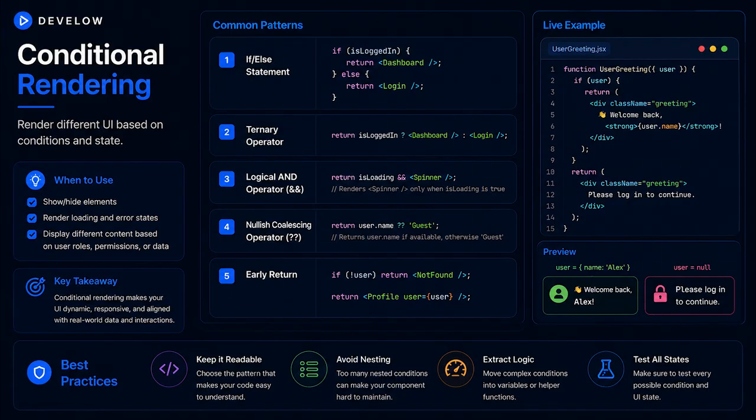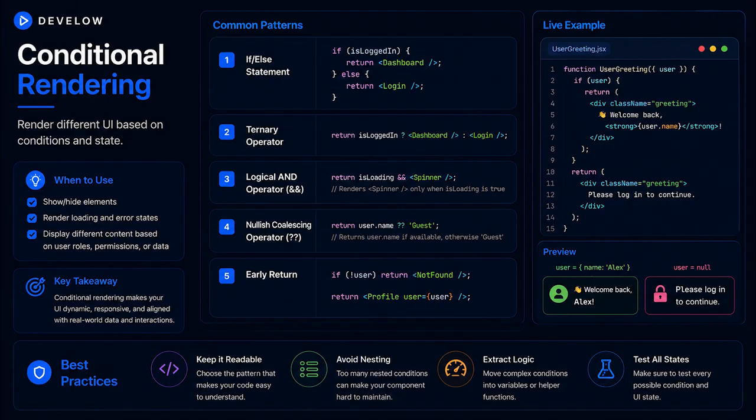React doesn't give you a special if component for this. You use ordinary JavaScript, things like if statements, ternaries, and logical operators right inside your JSX. State changes, React re-renders, and the UI updates to match. In this exercise, we'll practice that pattern with a simple login toggle. One boolean, two possible messages. Small example, but the same idea shows up everywhere in React apps.